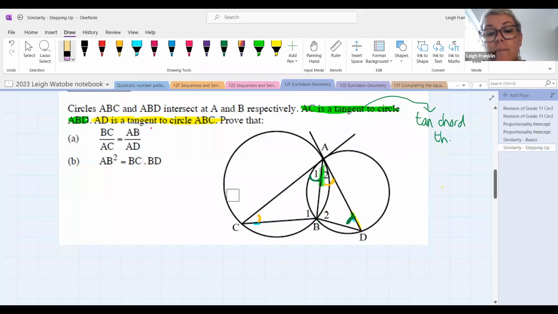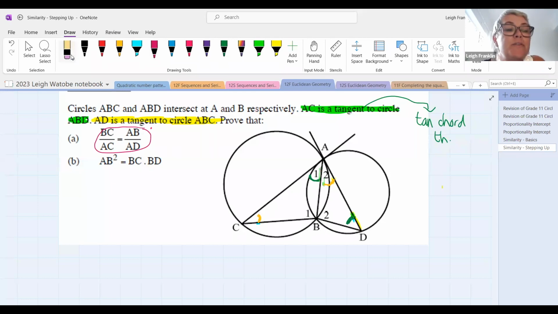Okay. All right. Let's just get rid of that in there. And now we are good to go. Now what they say to us is prove that. And here we see something that we have seen before. It's a proportion. BC over AC is equal to AB over AD.